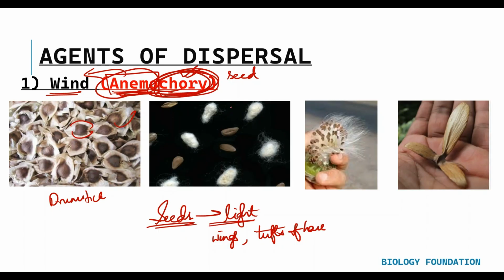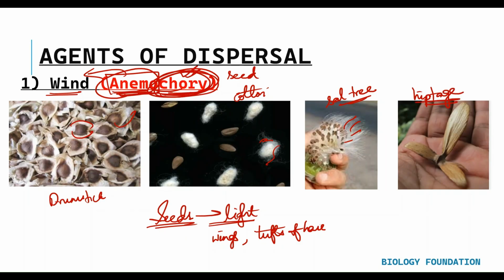Here you can see cotton seeds. Can you see the cotton fibers surrounding the seeds? They help, again, in easy dispersal, the hair like structures. And these are the hair like structures in the seeds of the sal tree. And these are seeds of hiptage, or sometimes they also call it helicopter seeds.